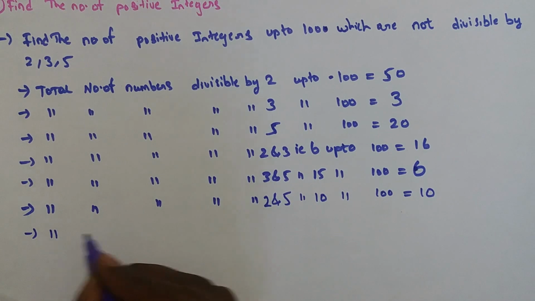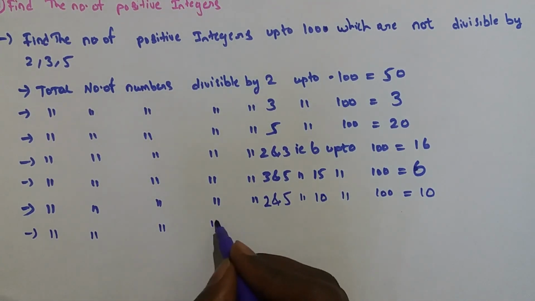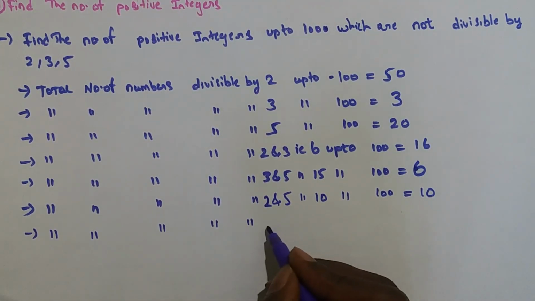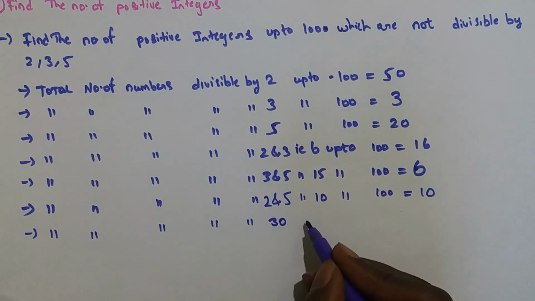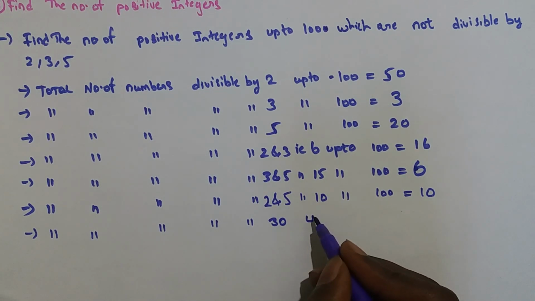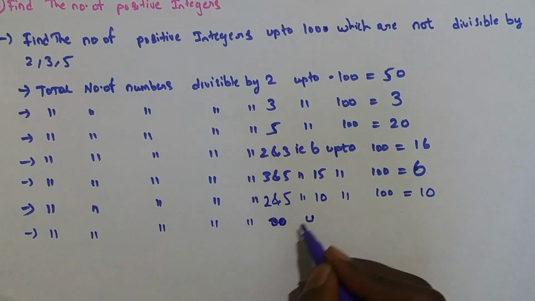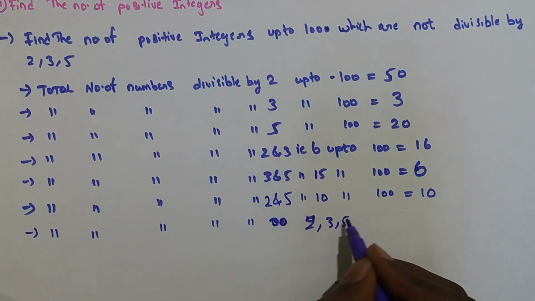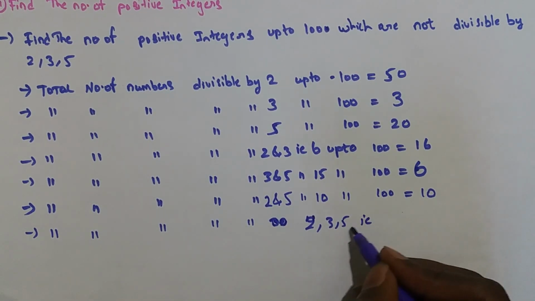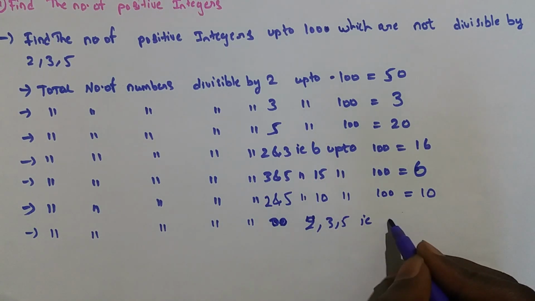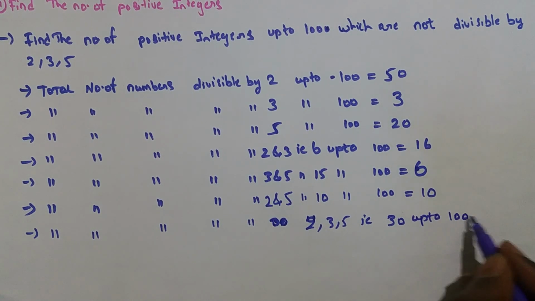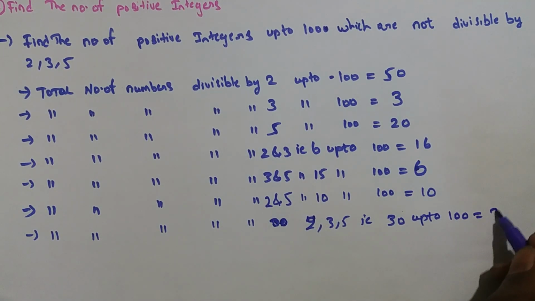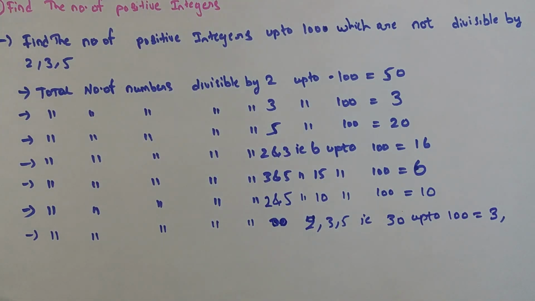Another one. Total number of numbers divisible by 2, 3, 5, that is 2 3s are 6, 6 5s are 30, right? Divisible by 30 up to 100 is equal to 3. Right, now we have to solve the problem.